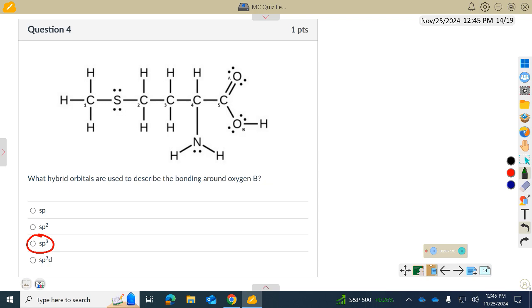Question 4, what hybrid orbitals are used to describe the bonding around oxygen B? Around oxygen B, we've got 2 bonding electron groups and 2 lone pairs. So there are a total of 4 electron groups on the center. Anytime there are 4 electron groups on the central atom, I picture that 3-dimensional tetrahedral rocket ship. Well, in this case, 2 of those groups aren't bonding groups. They're lone pairs. But I'm still going to be left with that bent shape.